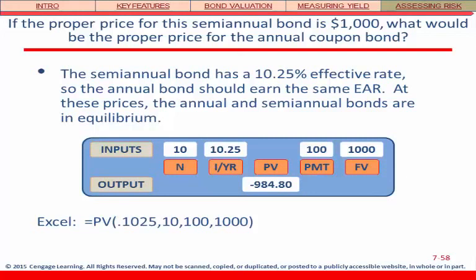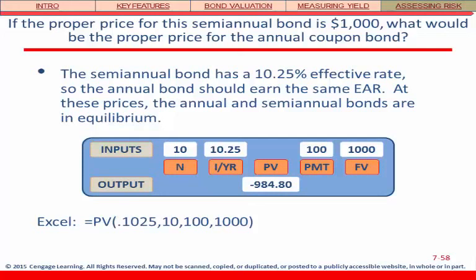So with this problem, all you have to remember is that the semi-annual bond had that yield to maturity of 10.25%. So make your yield to maturity 10.25%, so use that EAR there for your yield to maturity. Okay, and then you keep everything else the same, right? It's 10-year bonds, so put in 10.